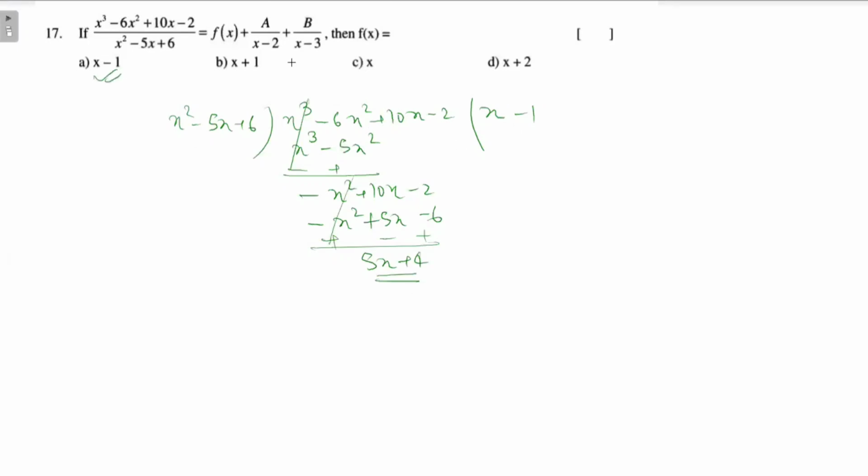So after that, a and b can be found out. What I'm saying here is that x cubed minus 6x squared plus 10x can be written as (x squared minus 5x plus 6) into (x minus 1) plus 5x plus 1. Then this has to be divided by x squared minus 5x plus 6.